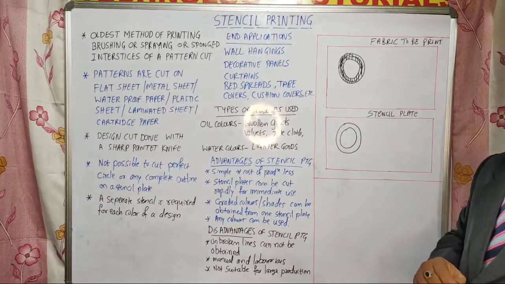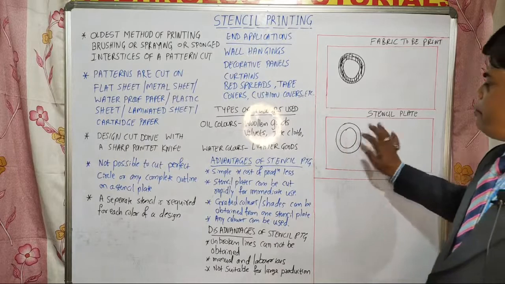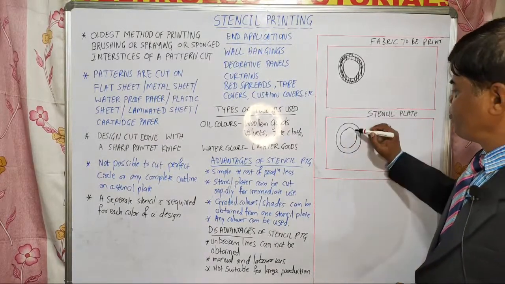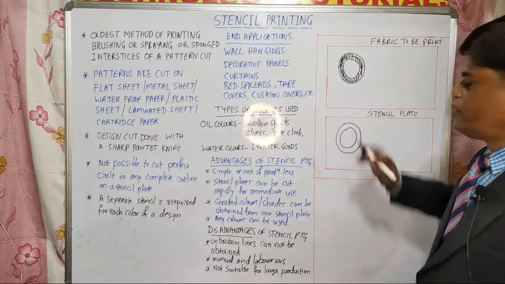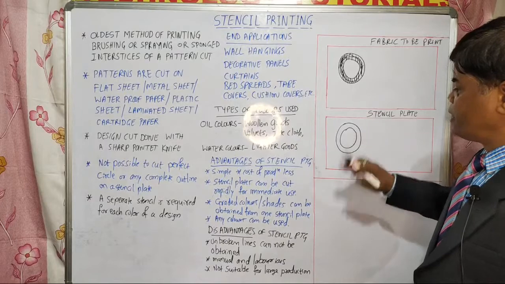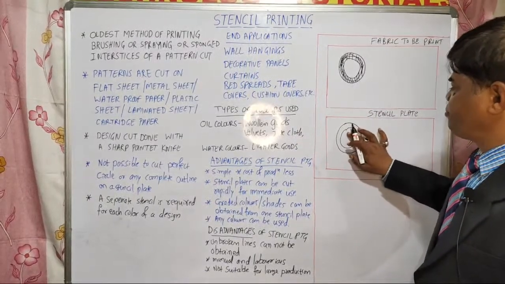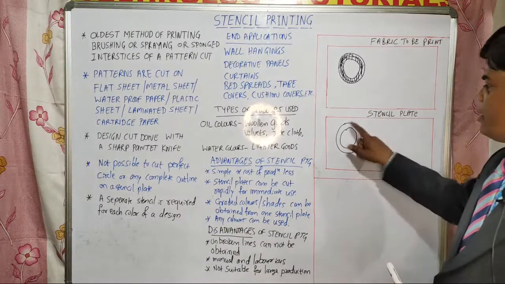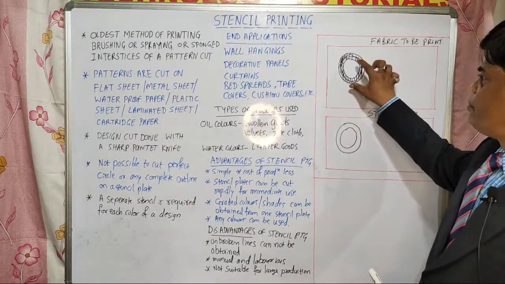Okay, solid circle or solid shape. But we cannot mark this. Now, what is required? This part will not be there. Now, what is required? Then, the second point is, if we cut inside and leave this outside circle, outside line, can we get this? Can we print this?